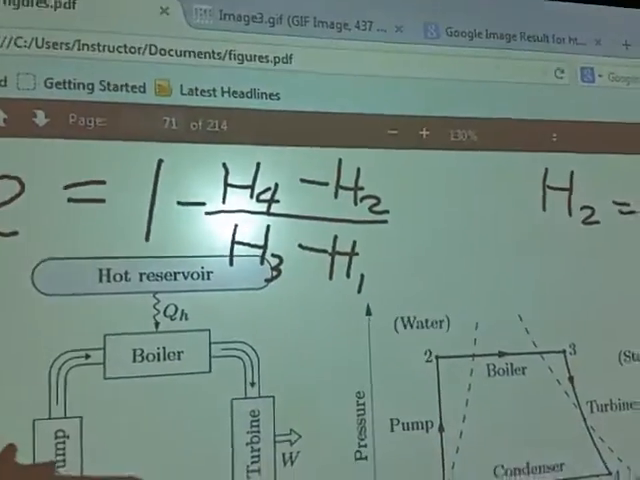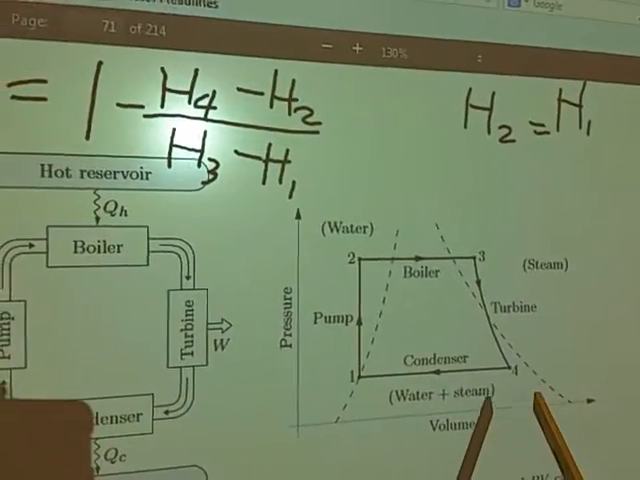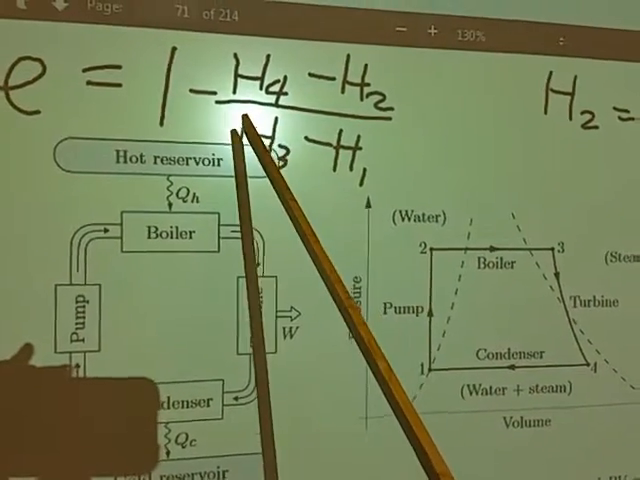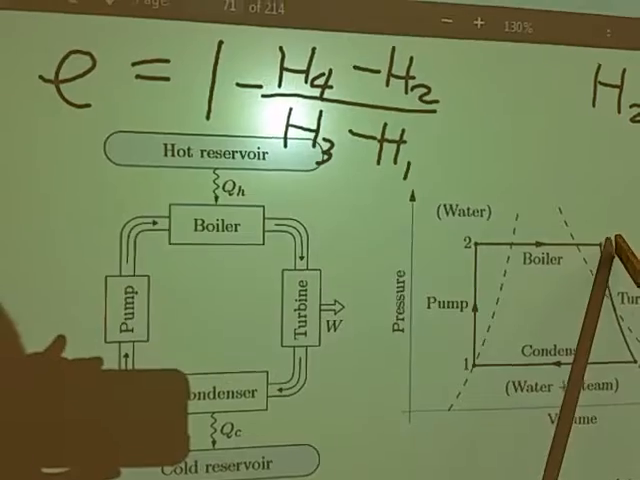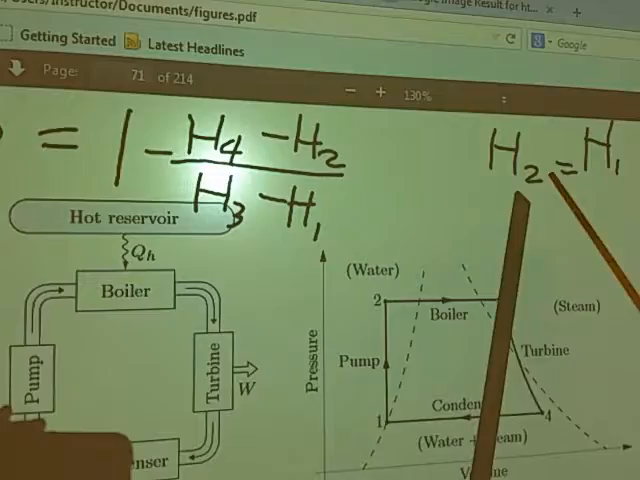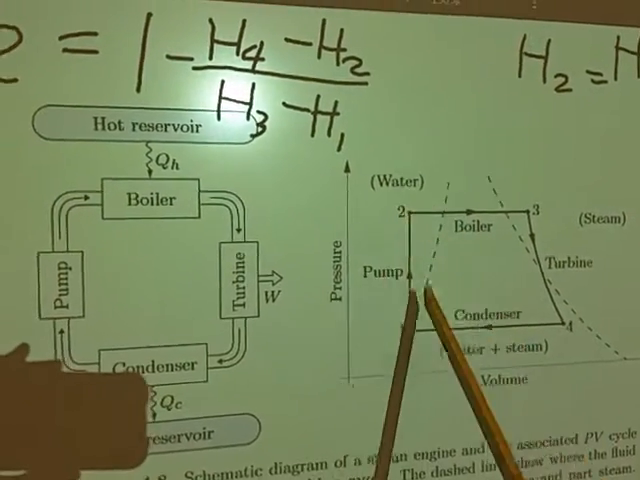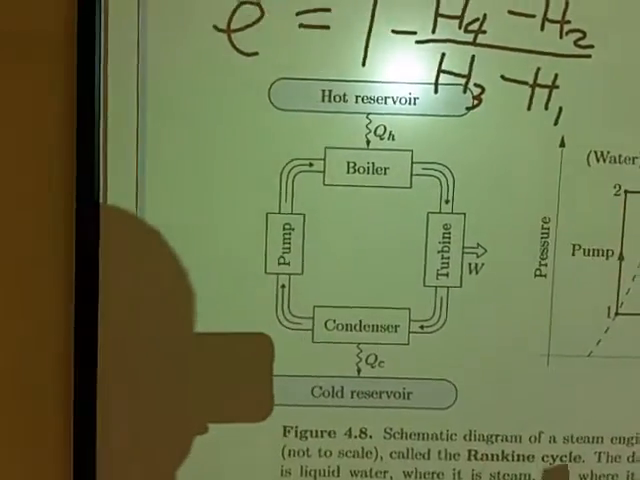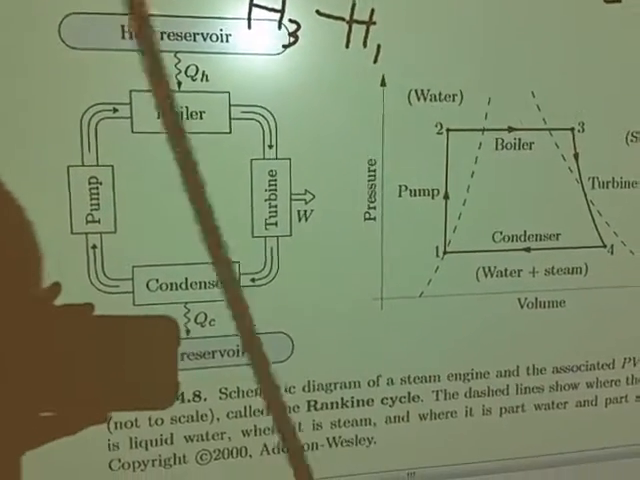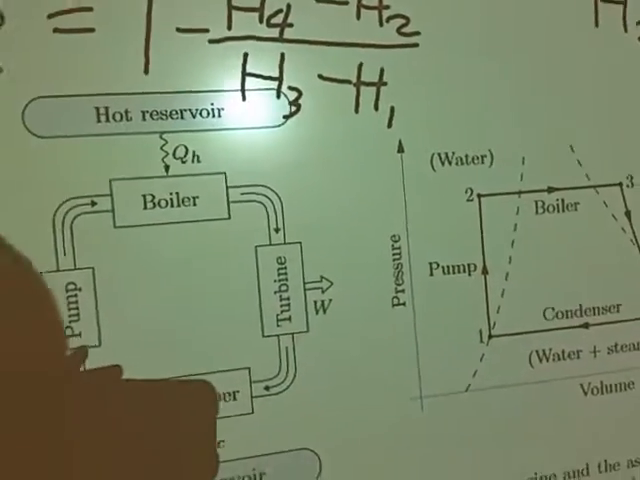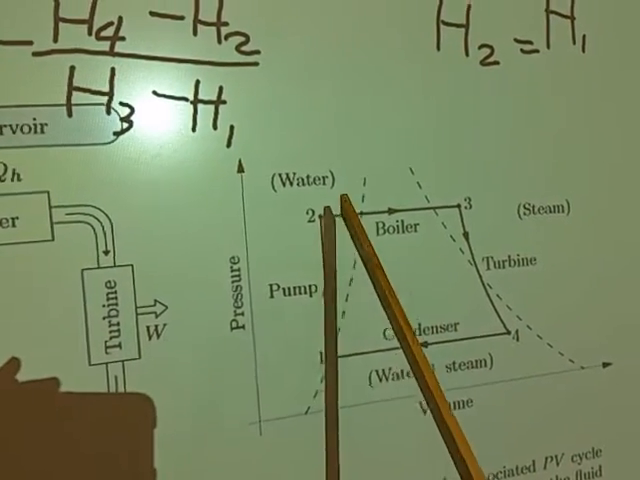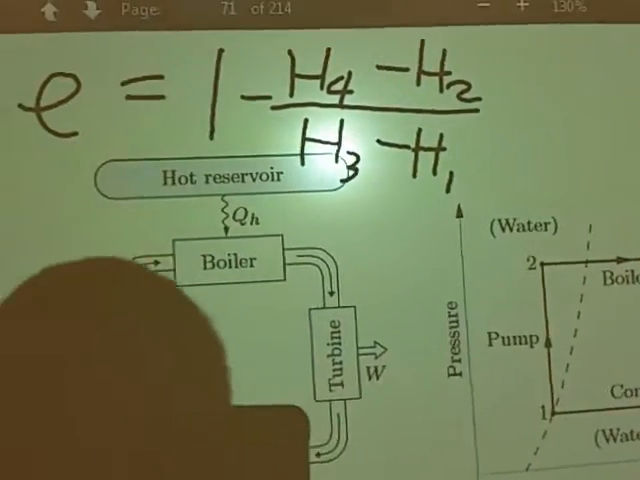Alright, so it's 1 minus the heat at point 4 minus the heat at point 2 over the heat at point 3, that's point 3, minus the heat at point 1. So we can say that the heat at point 2 and 1 are equal because the pump doesn't add any enthalpy. By the way, every time I've said heat, I meant enthalpy. So basically what we're looking for is the ratio between this distance and this distance.